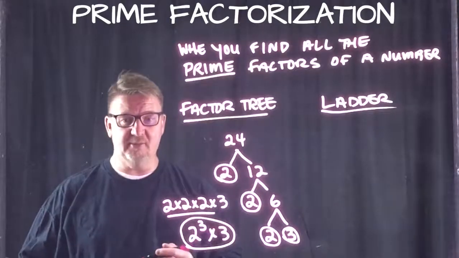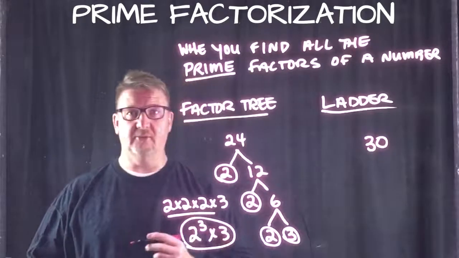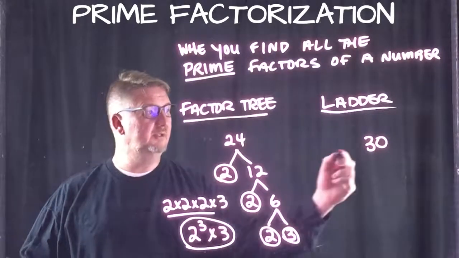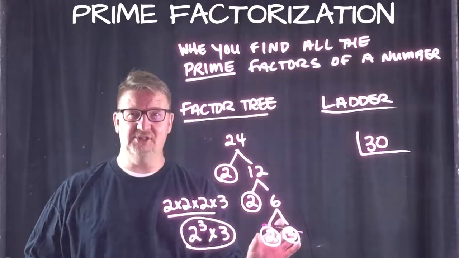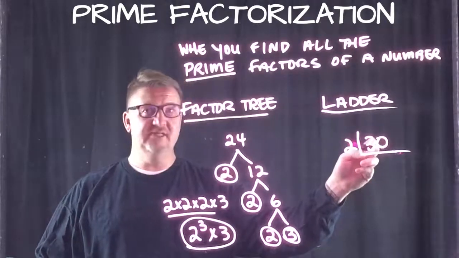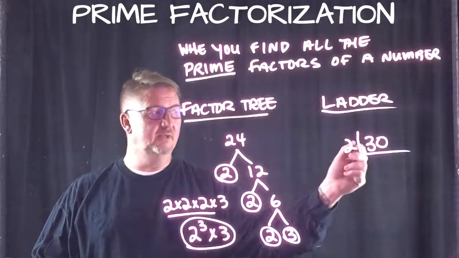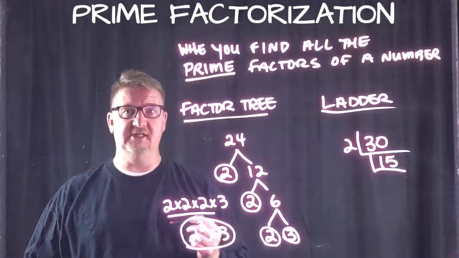Now, let's look at the ladder method. Let's use a different number. Let's say 30. I want to find the prime factorization of 30. So I draw a line like that. And then the same procedure, basically. I want to find the smallest prime number. Since 30 is even, I know I can divide it by 2. 30 divided by 2 gives me 15.